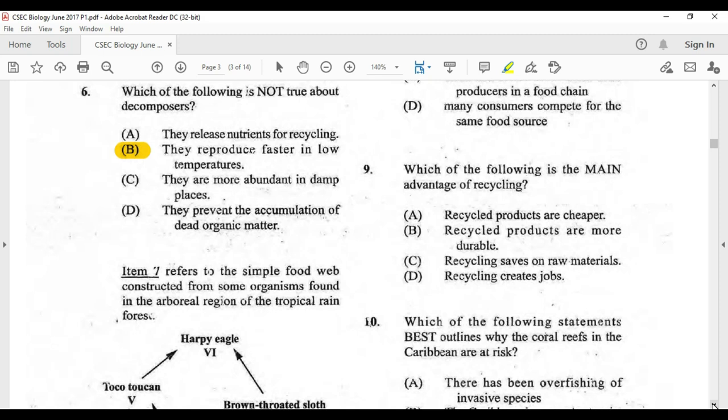Recycling creates jobs, but recycling does not necessarily produce more durable stuff. The most suitable answer for us is going to be that it saves on raw material.